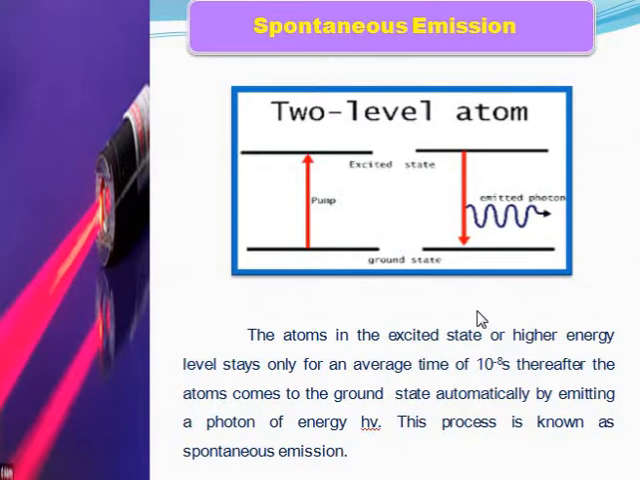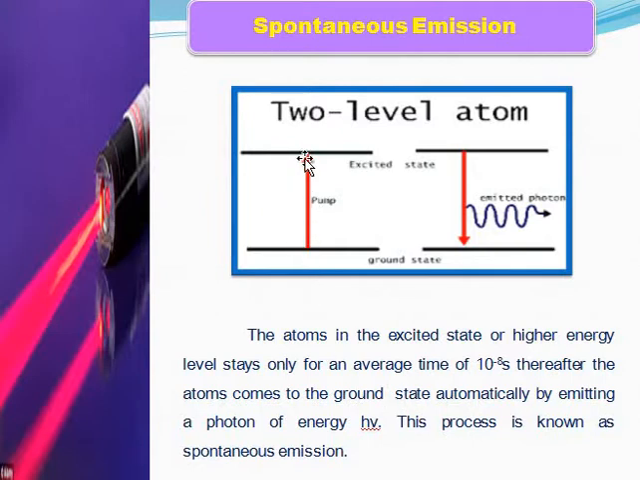So you all already studied this thing. The atoms in the excited state or higher energy level stays only for an average time of 10⁻⁸ seconds. That is a very short interval of time the excited atoms stays in the higher energy level. Thereafter, the atoms comes to the ground state automatically by emitting a photon of energy h nu. So this process is known as spontaneous emission.